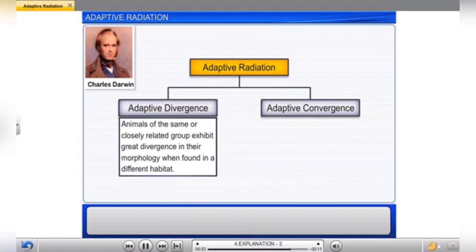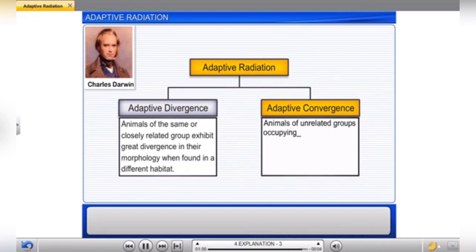Another type of adaptive radiation is adaptive convergence, where animals of unrelated groups occupying the same habitat exhibit common features.